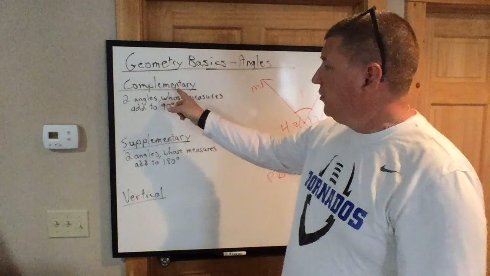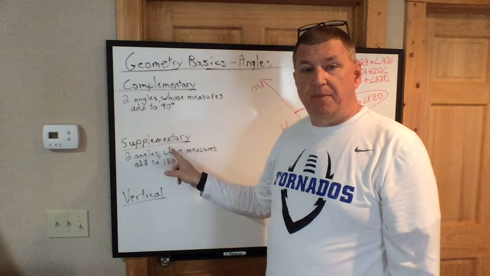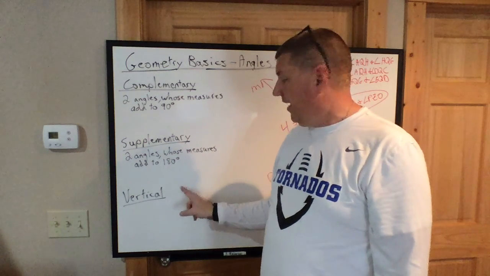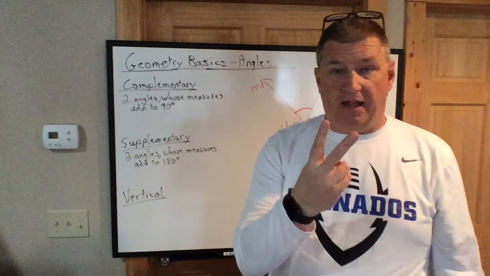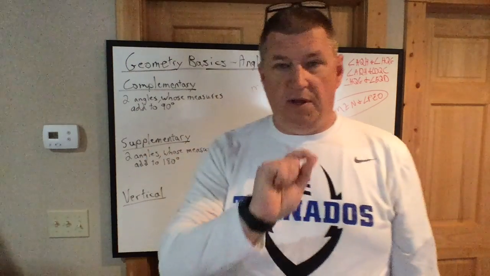So complementary angles, two angles that add together to give you 90 degrees. Supplementary angles are two angles that add together to give you 180 degrees. Vertical angles are formed by two intersecting lines. The only point that they share is the vertex, and they are equal in measure.